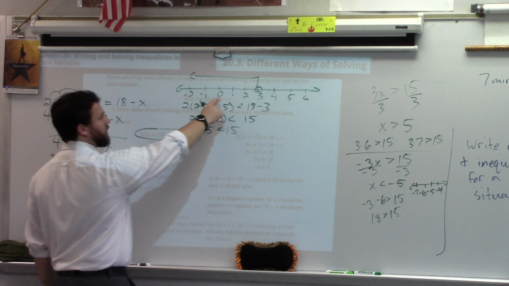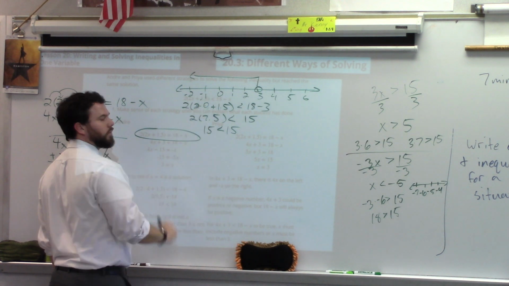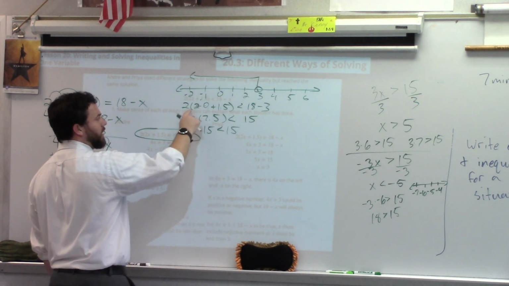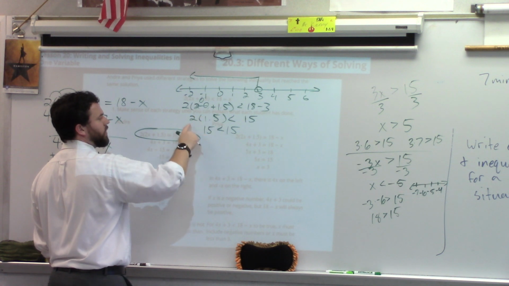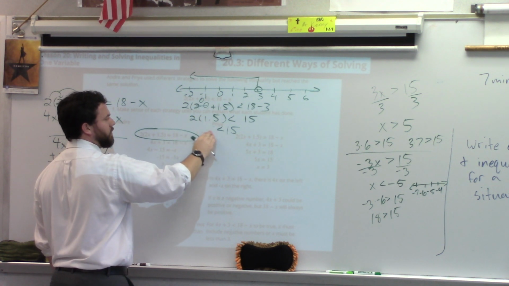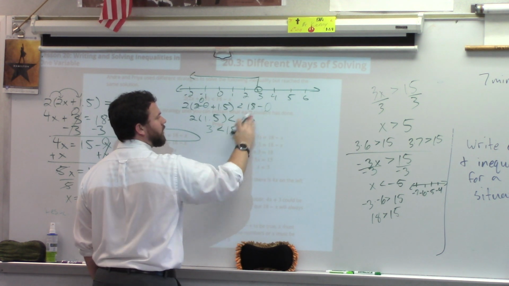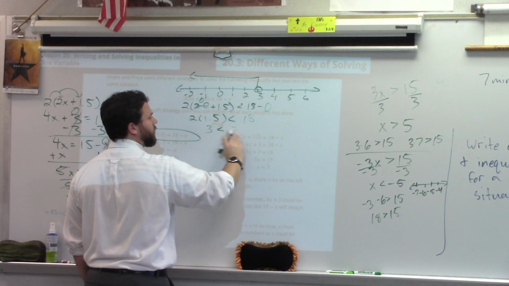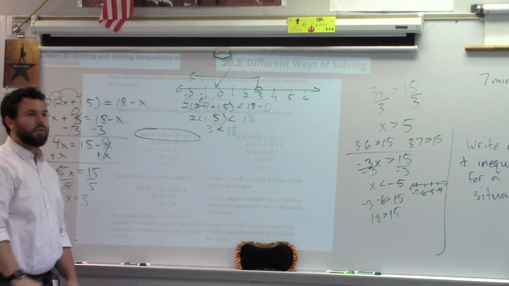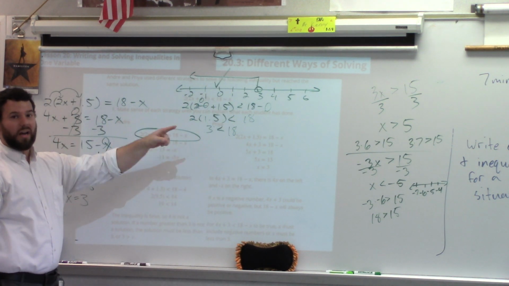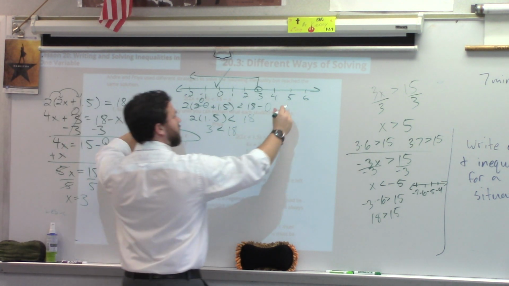If I test, which I always love 0, let's test 0. What's 2 times 0? 0. See, that's why I love 0, right? 0 plus 1.5 is 1.5. So 2 times 1.5 is 3. Still need to do the right-hand side, so 18 minus 0, that's 18. Is 3 less than 18? Yeah. So are these solutions? Yes. Which probably means stuff to the right are not solutions.